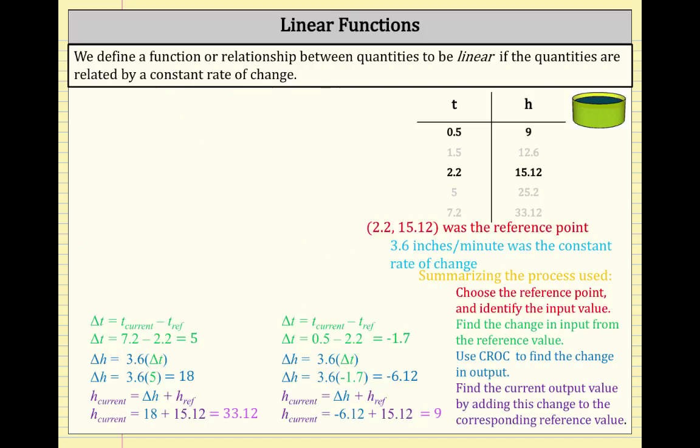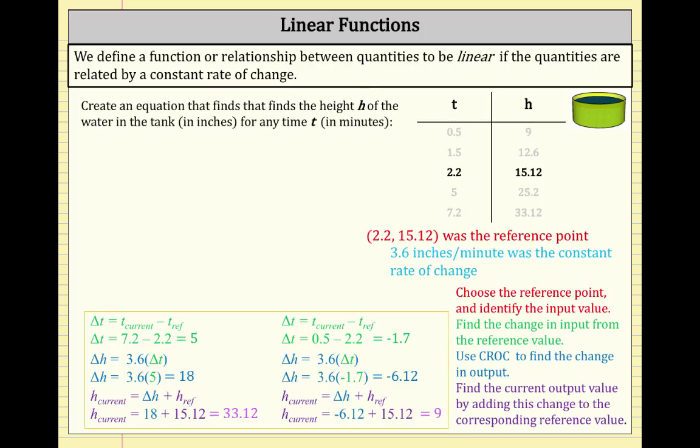So let's see how we could then generalize this idea overall. Suppose we wanted to create an equation that finds the height h of the watering tank in inches for any time t in minutes. The very first thing we're going to do is choose a reference point and identify the input value. Again, we're going to use the same reference point of 2.2, 15.12. The next thing we're going to do is find the change in input from the reference value. So again, that reference input value is 2.2.